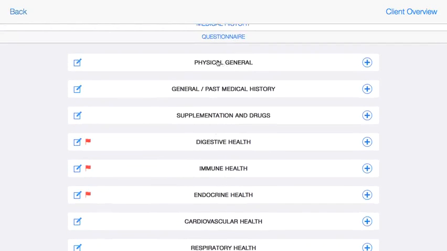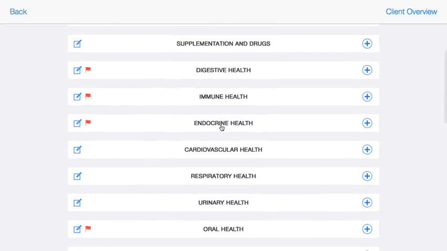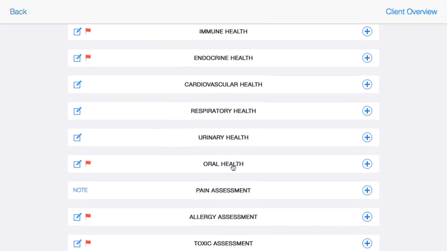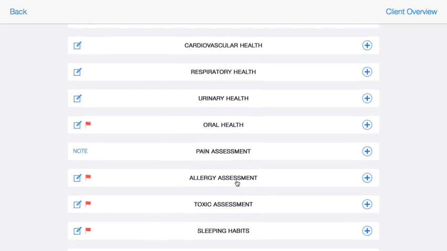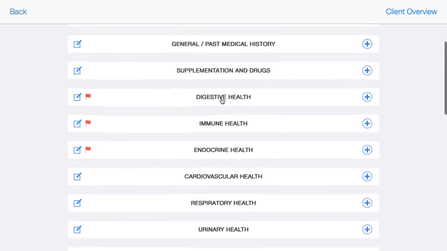The physical side, which is physical general, medical history, supplementation, digestive health, immune health, endocrine, cardiovascular, respiratory health, urinary health, oral health. You also check for pain assessment, allergy assessment, toxicity. And that's the very first consultation that you work through with your client.